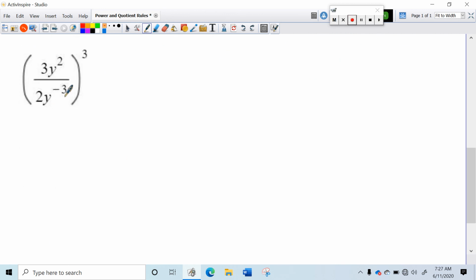The next one, let me come over here and do it. In the numerator, I just have 3y squared. In the denominator, the 2 doesn't have an exponent, so it stays where it's at. The y to the negative 3, that's a negative exponent, so since it's on the bottom, you've got to move it to the top and take the negative away. So that means we have 3 over 2, and then for my y's on the top, I've got a total of 5 of those. 2 here and 3 here is 5.